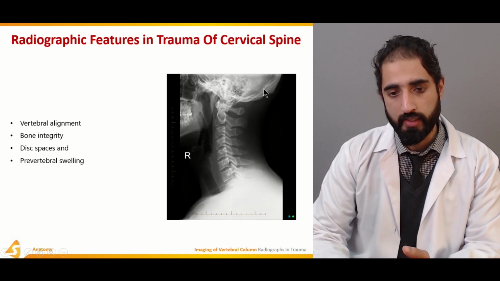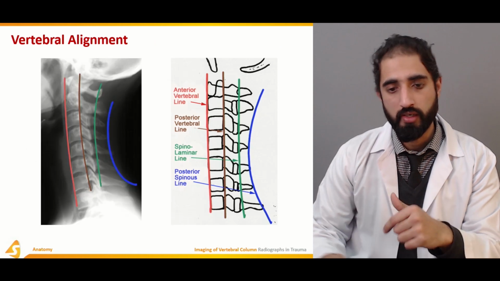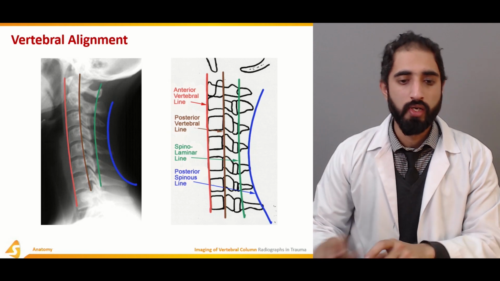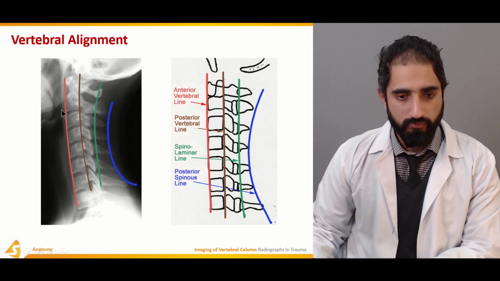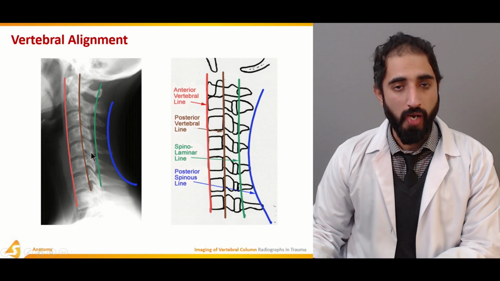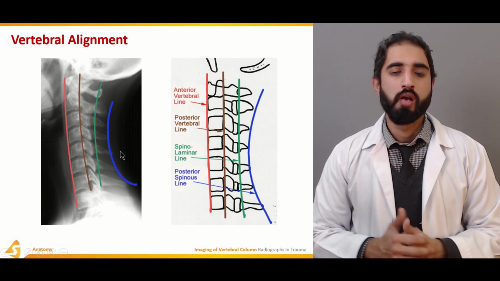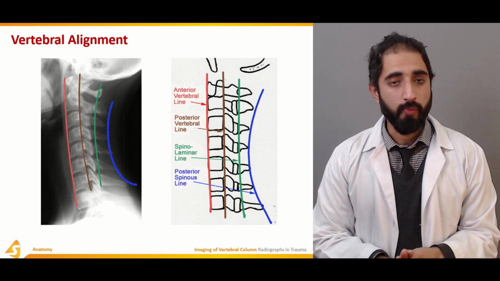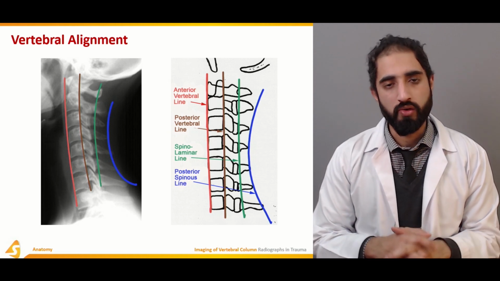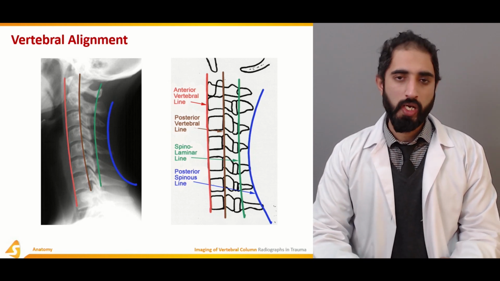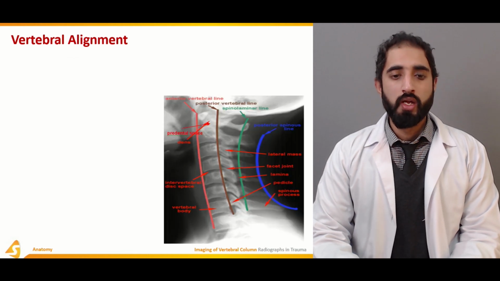If we take a look at the next picture, we can see all of these lines on a lateral radiograph. This red one here is the anterior vertebral line. This brown one is the posterior vertebral line. This green one is the spinolaminar line, and this blue one is the posterior spinous line. These lines help you identify the alignment of the structures in the spine, whether it is the cervical spine or the lumbar spine or whatsoever.